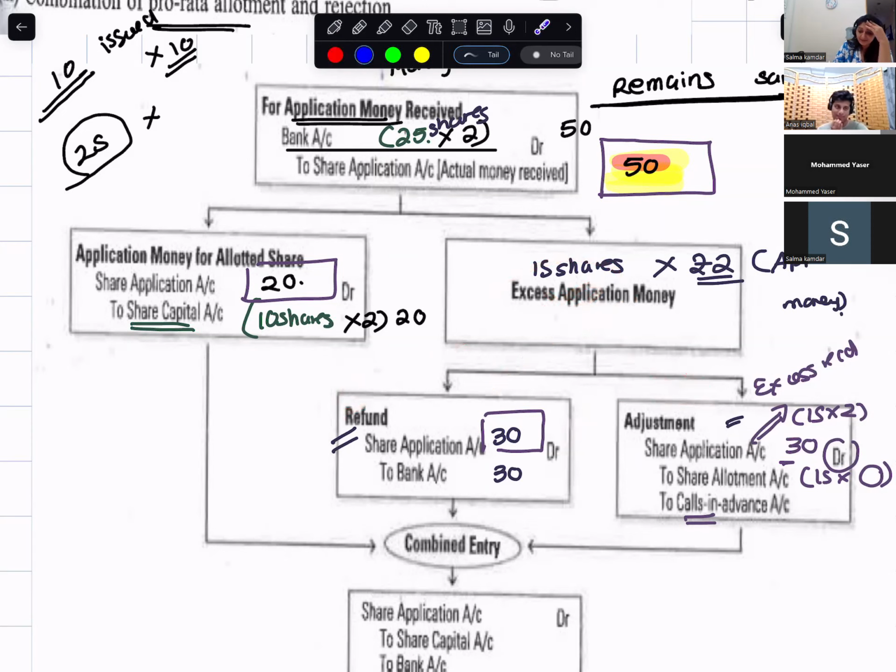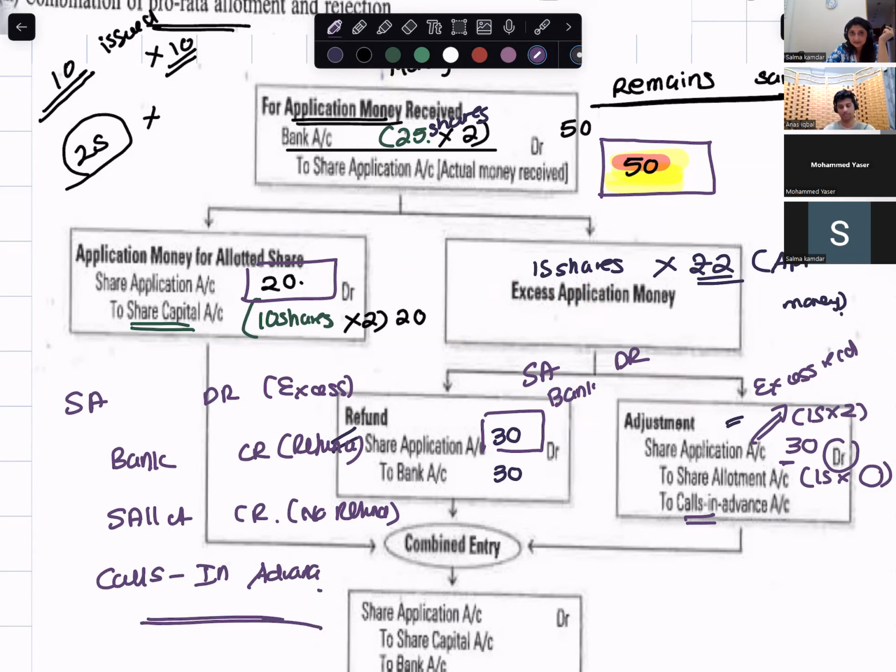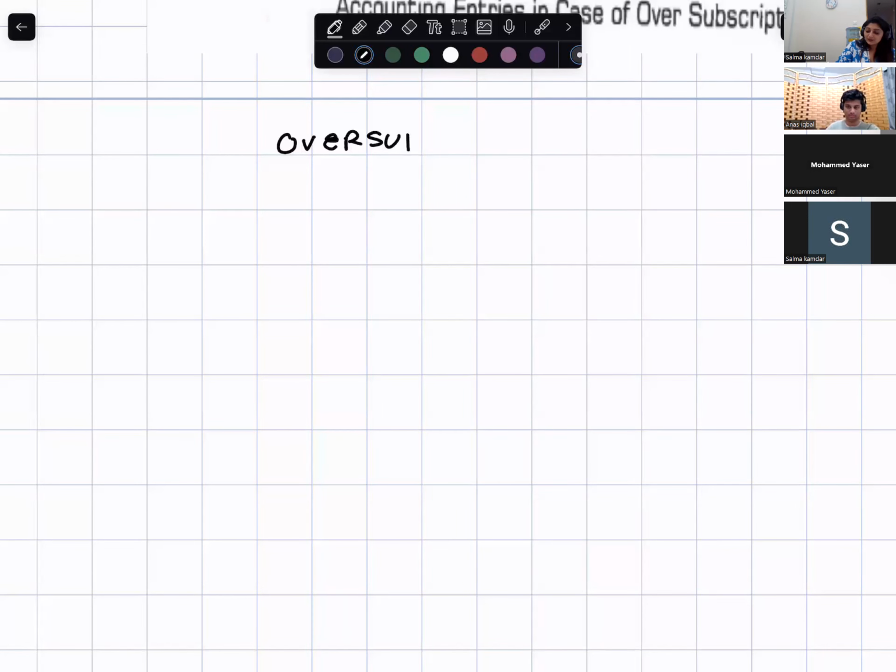Under both the cases, share application should be debited with the excess amount. If I am refunding, then bank credit. If I am not refunding, then share allotment credit. And if still some money is left, then calls in advance. Are you with me? Yes, sir. So write this question on oversubscription. One small test for you.